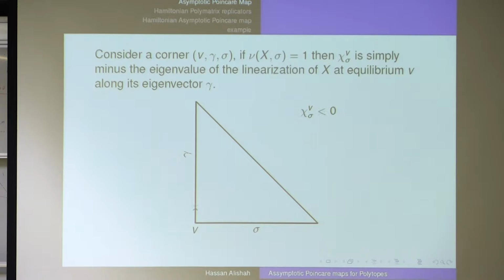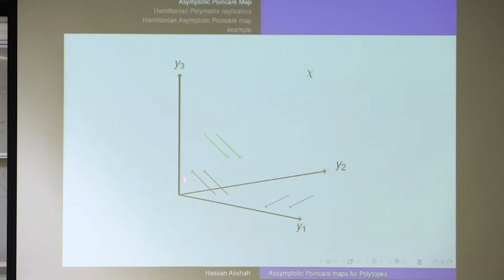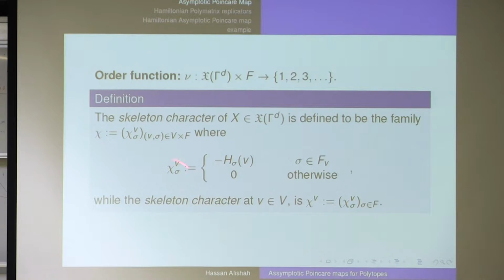This character is actually this vector field here. Okay, so this is the vector field that has this value if sigma contains the vertex V, and it's zero otherwise. So this is the flow of this skeleton character, what I'm going to call the asymptotic Poincaré map, which lives on the dual polytope.